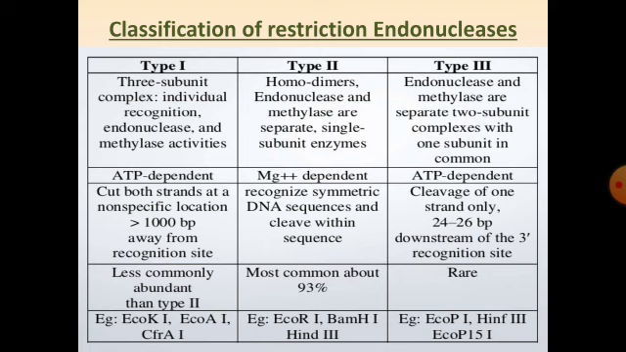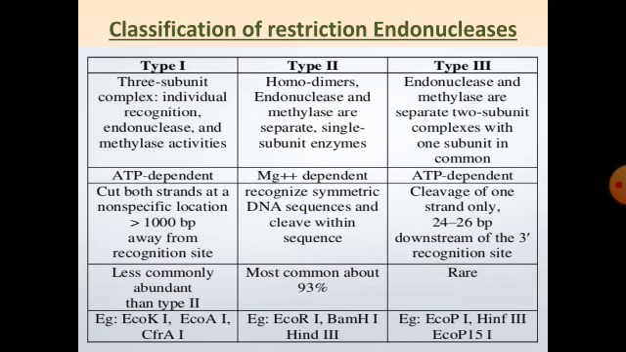It cuts both strands at a non-specific location, that is greater than 1000 base pairs away from the recognition site. It is less commonly abundant than the type 2 restriction endonuclease. Examples for type 1 restriction endonuclease are EcoK1, EcoA1, then CfrA1.